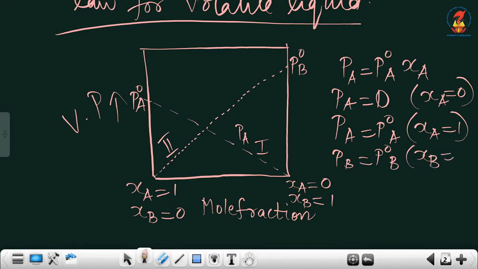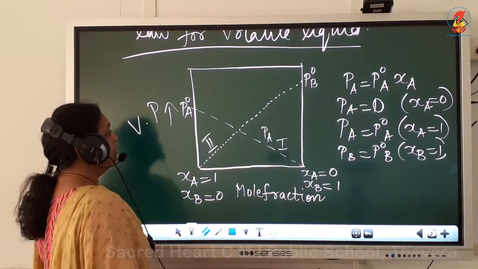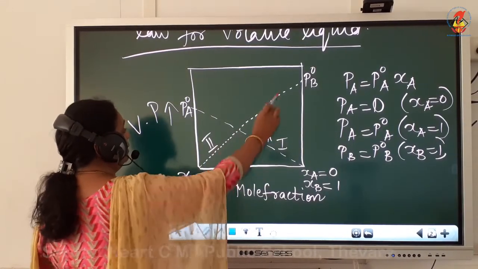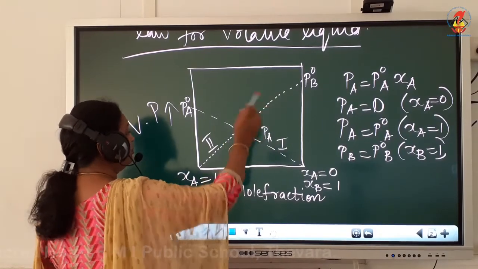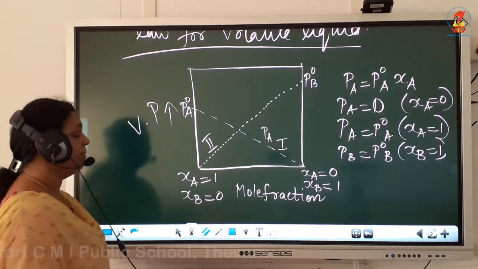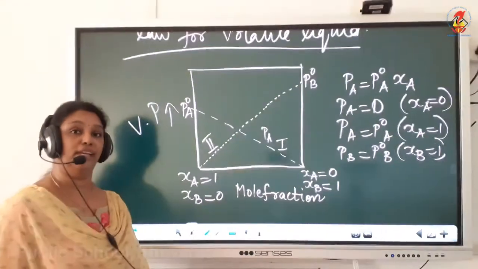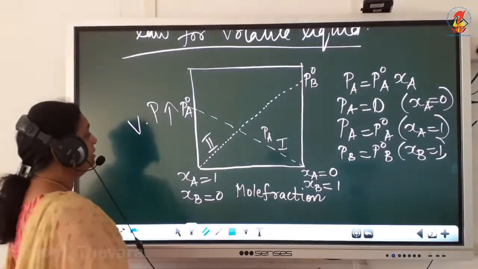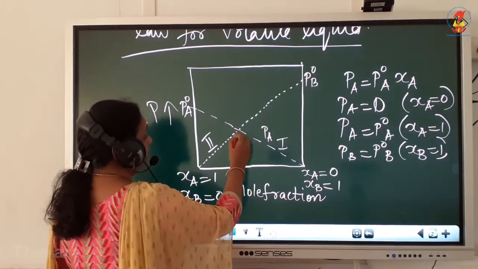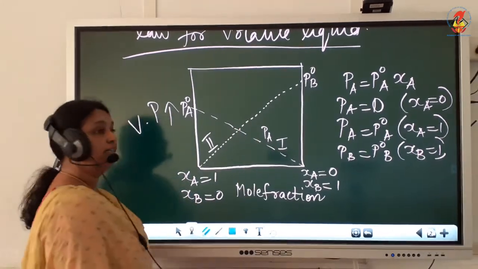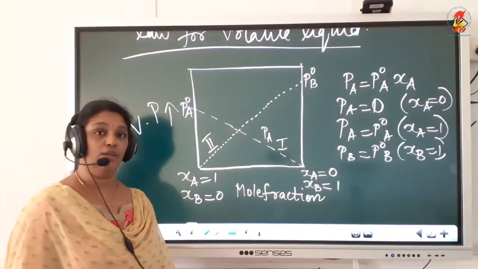When XB is equal to 1, and XB is equal to 0 when PB is equal to 0. XB is equal to 0. Okay, so this line, line number 2, represents the variation of vapor pressure with mole fraction for component 2. Now the point where these two lines meet, we have XA plus XB equal to 1.